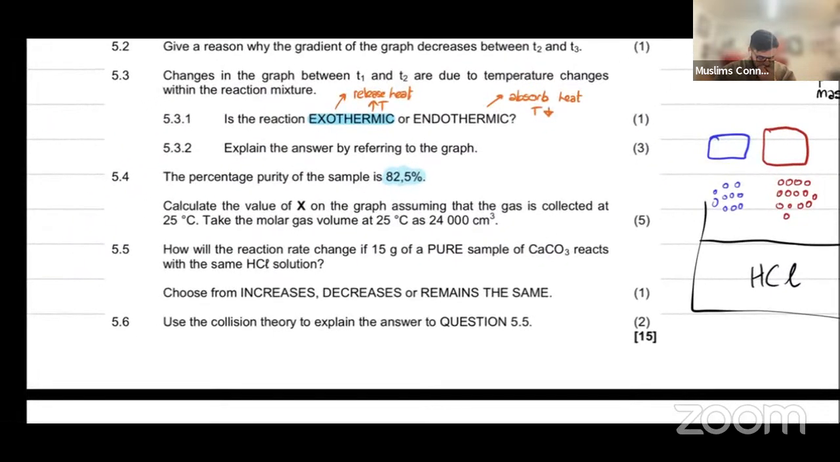Okay, so how will the reaction rate change if 15 grams of a pure sample of CaCO3 reacts? This would increase. Correct, Mr.